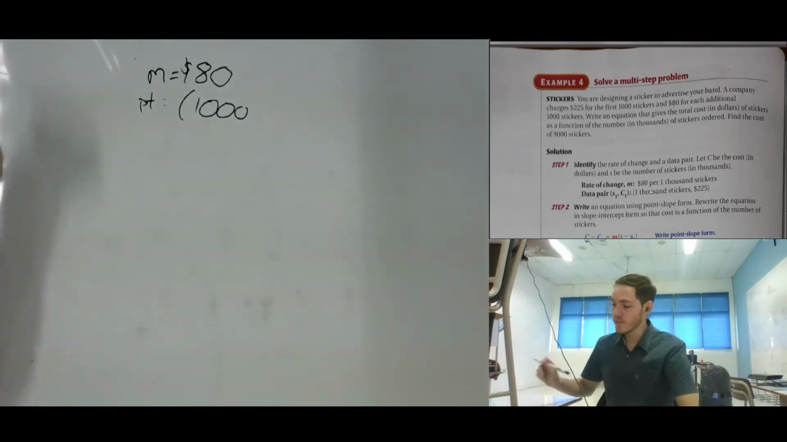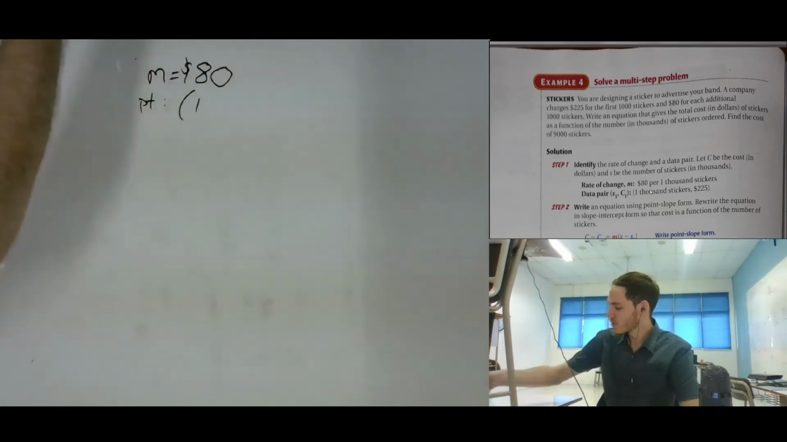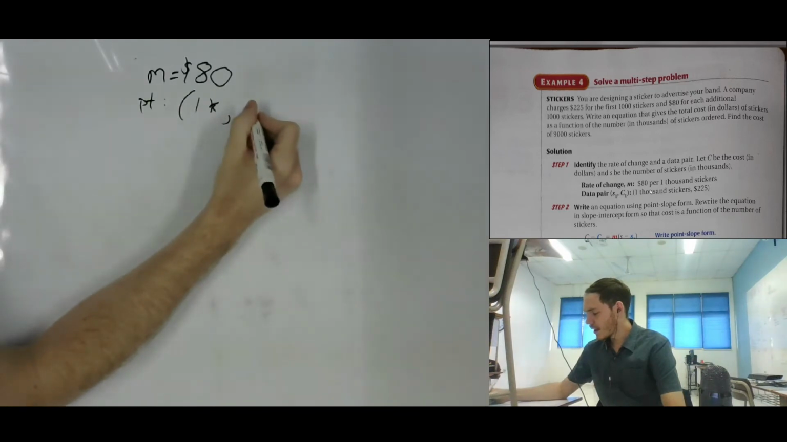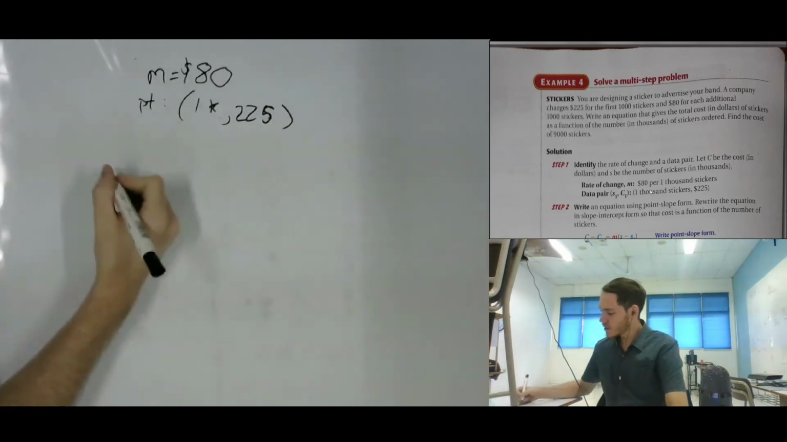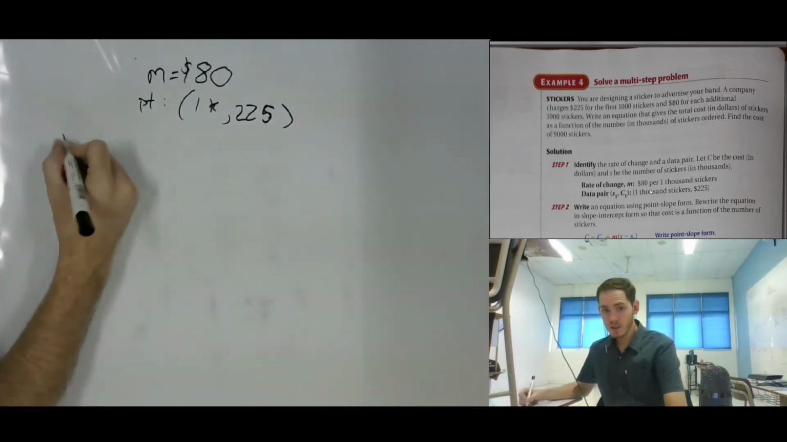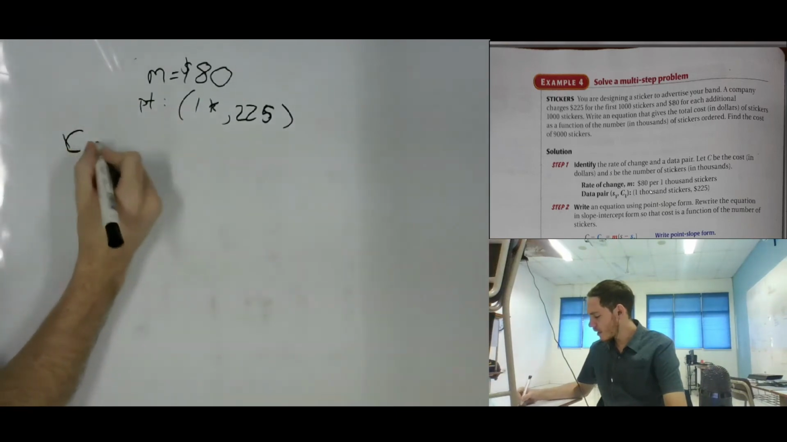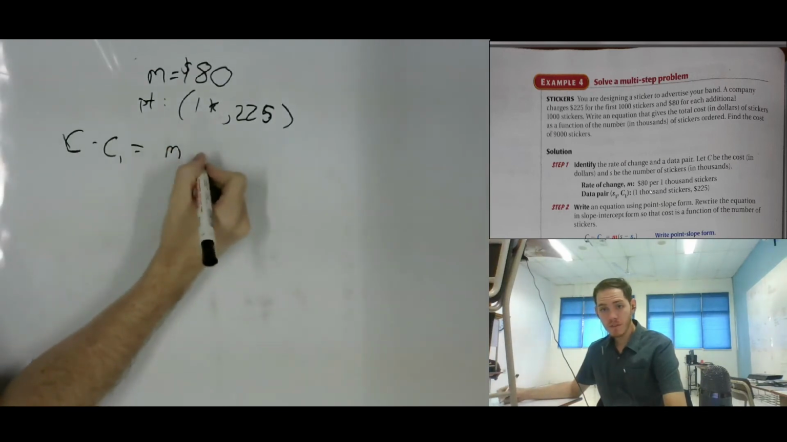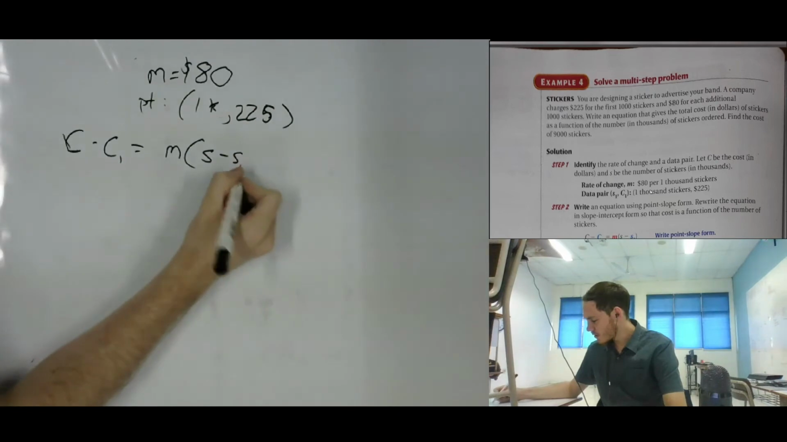or you could shorten this, the 1K stickers, and this would be a price of $225, okay? So what's our point slope? So instead, we're going to do C minus C1 equals M, and then they chose stickers, so S minus S1.